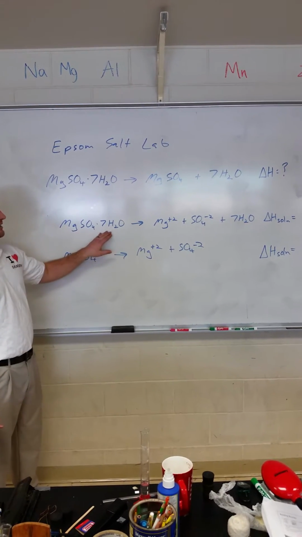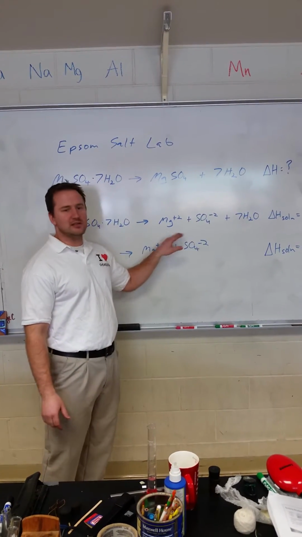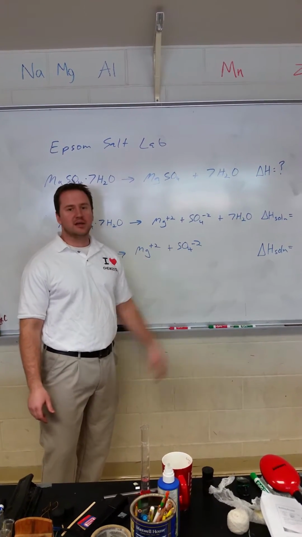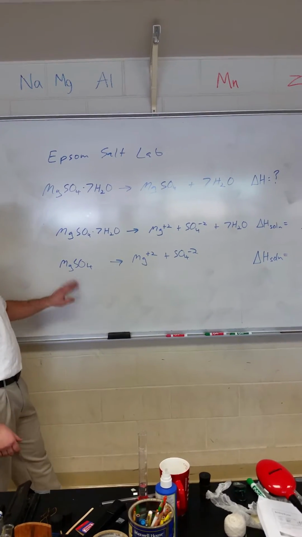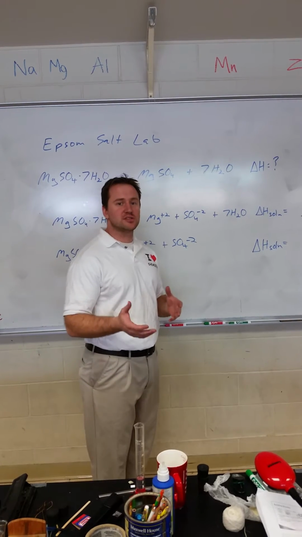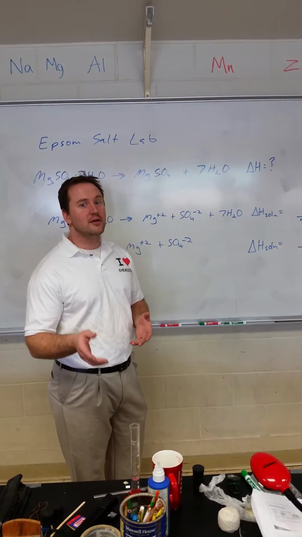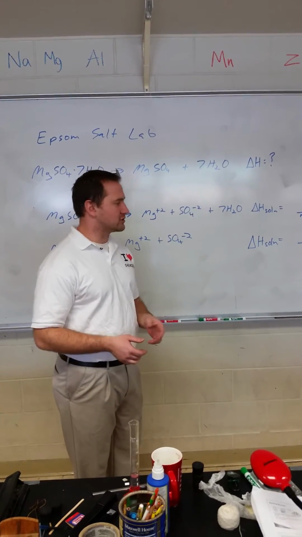So you can dissolve magnesium sulfate heptahydrate in water, and when it dissolves, it's going to produce the magnesium and sulfate ions as well as the water, and this one's going to produce just the ions. You can calculate the energy change associated with each of these processes and use that, as well as Hess's law, to calculate the heat of the reaction.